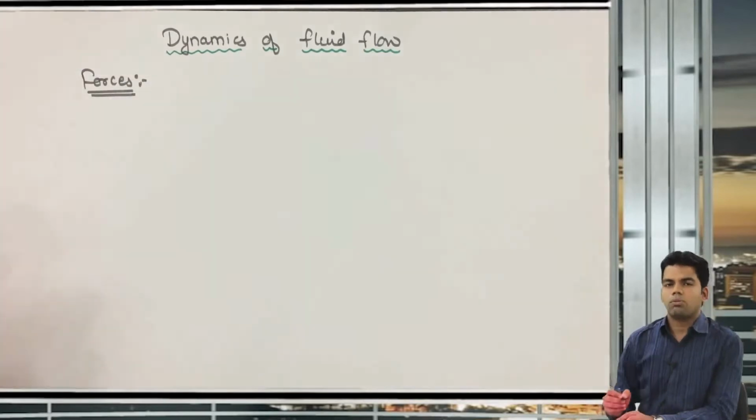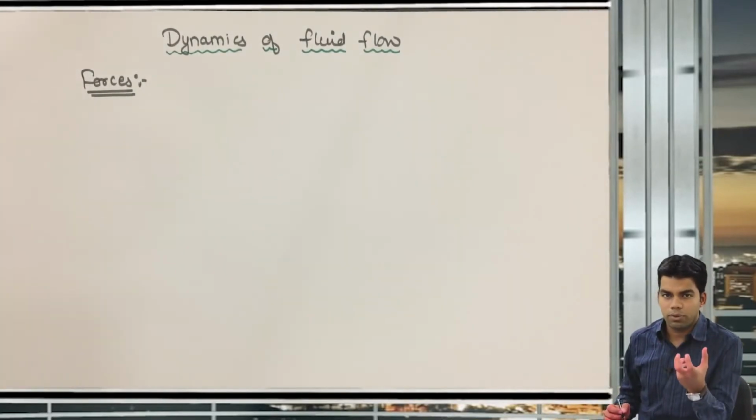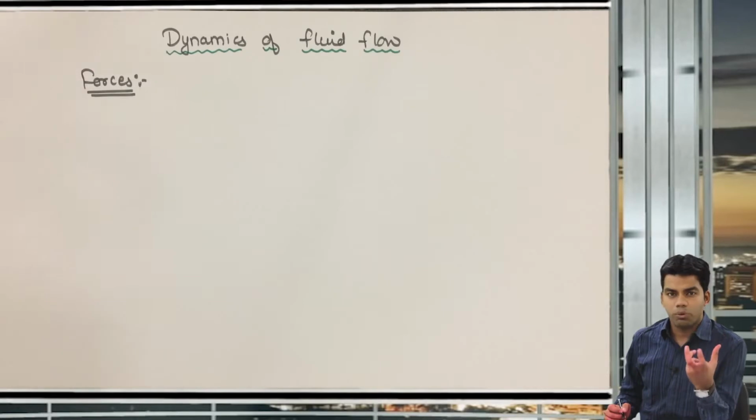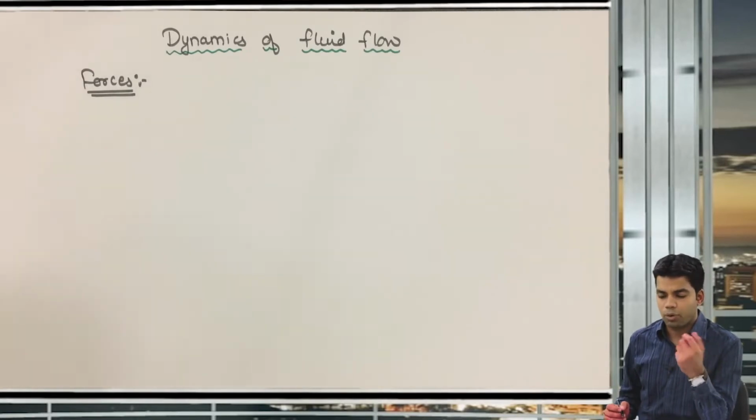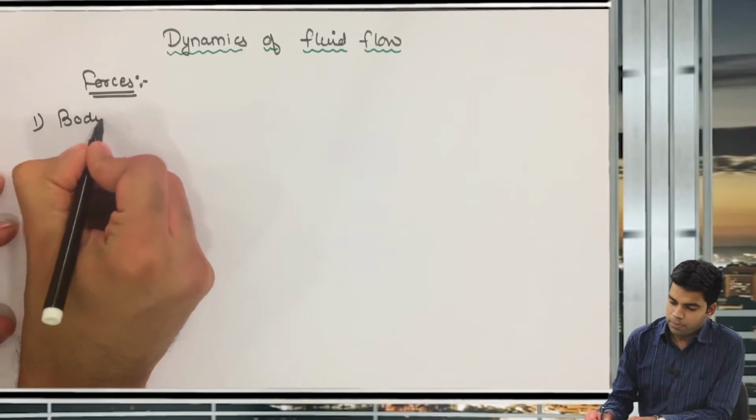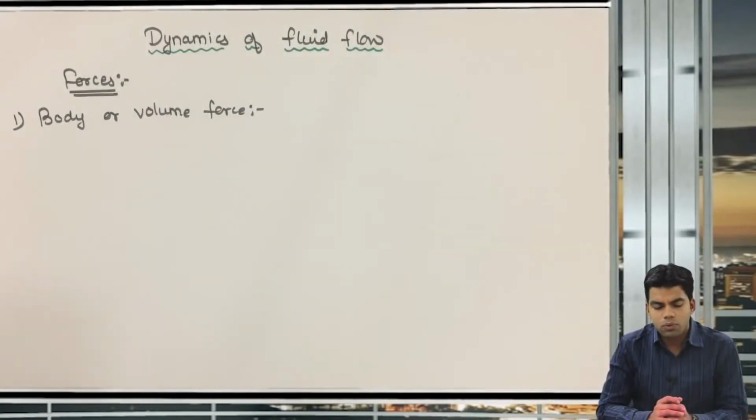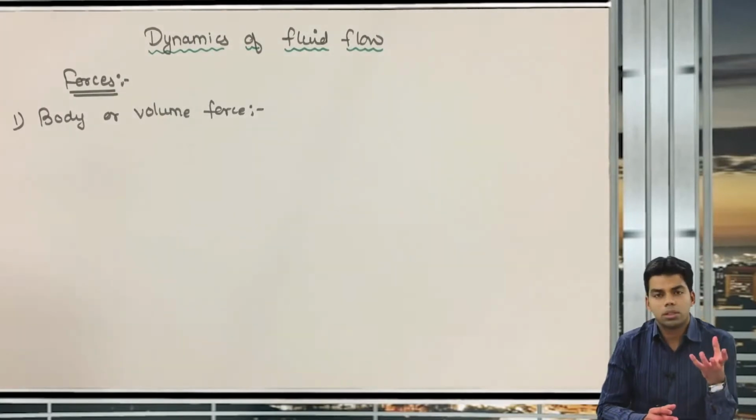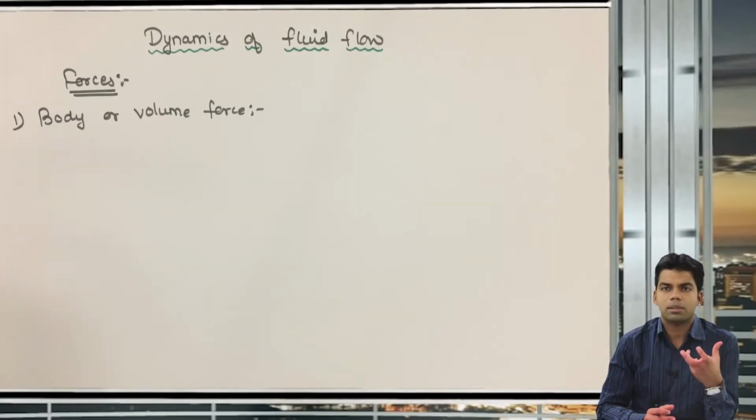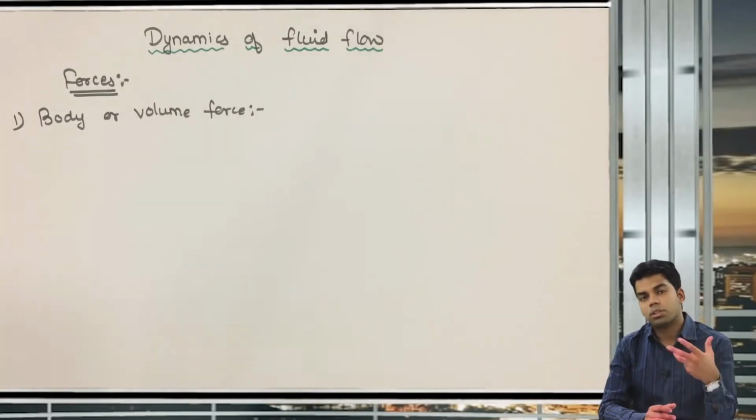Okay, so what kinds of forces are involved in any fluid, whether it is in a stable position or in a moving position? I have already told you. The very first kind of force is the body force, or you can call it volume force. Body force or volume force are the forces which act throughout the volume of the body. For example, the weight of the body, which acts throughout the volume of the body, and it is proportional to the volume of the body.